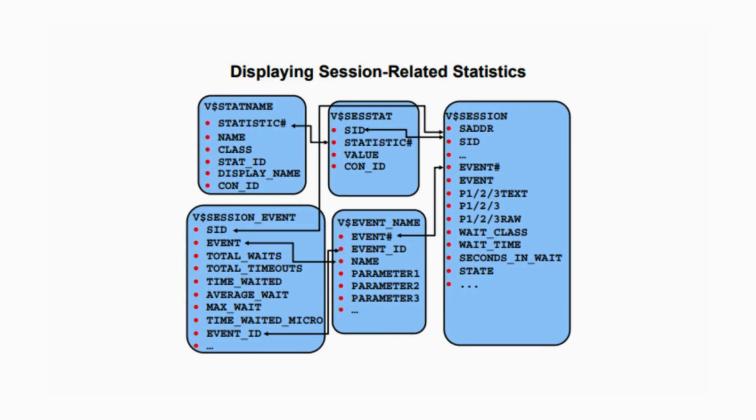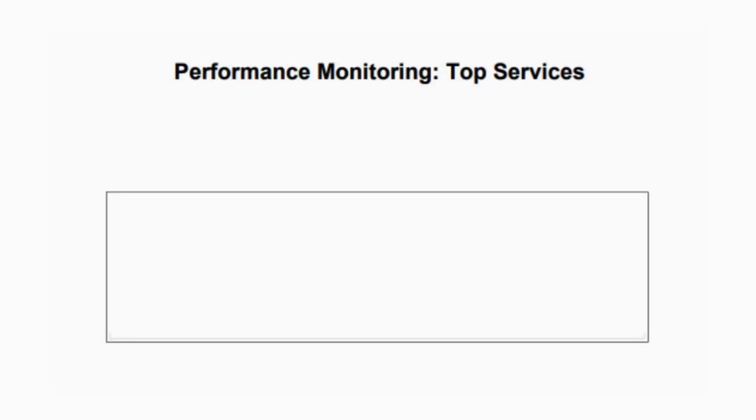In multitier systems where there is an application server that is pooling database connections, viewing sessions may not provide the information that you need to analyze performance. Grouping sessions into service names enables you to monitor performance more accurately.